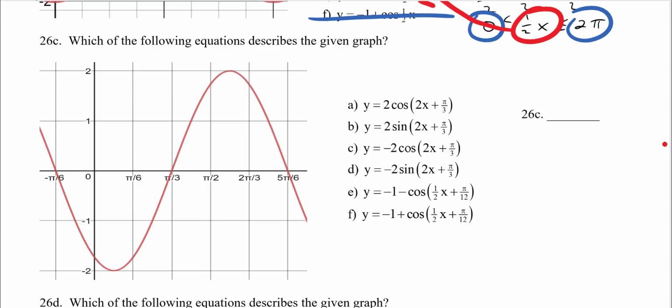Okay, so the next one is, again, you got a bunch of different choices. You got 6 choices here of what we want to do, and I don't want to say this is necessarily an easy kind of problem here.